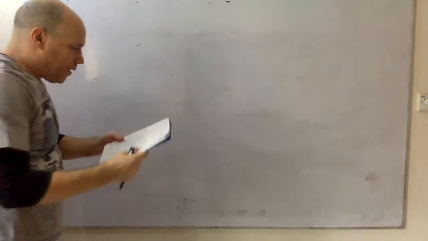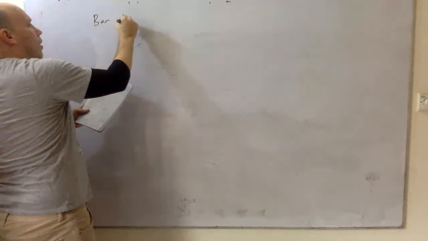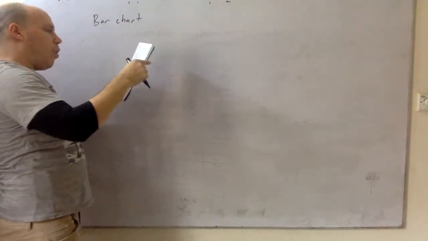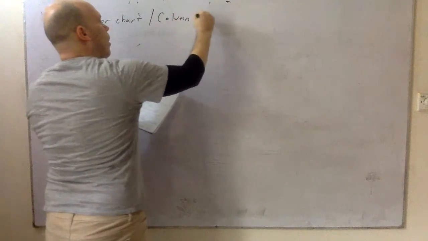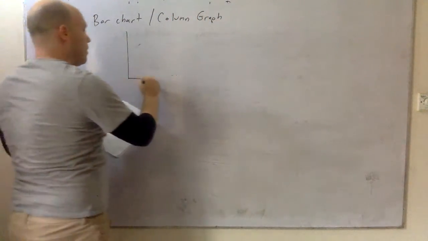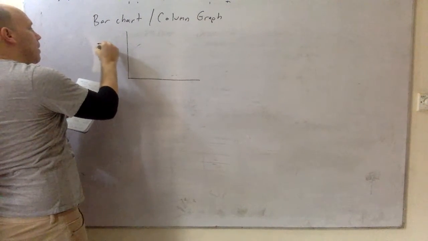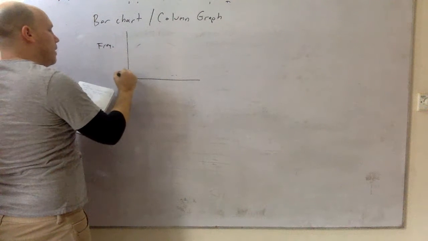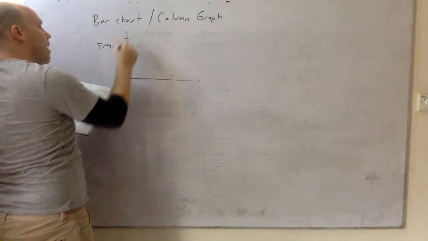The idea is that we want to make a bar chart. I'm sure you've seen this before. It's also known as a column graph, and it looks something like this. Along the side is the frequency. So we have 0, 1, 2, 3, 4, 5, 6, 7.